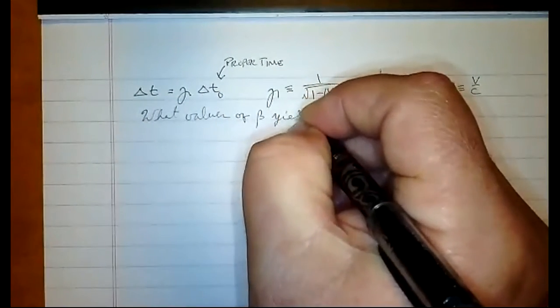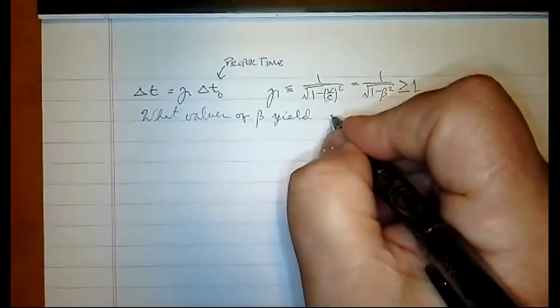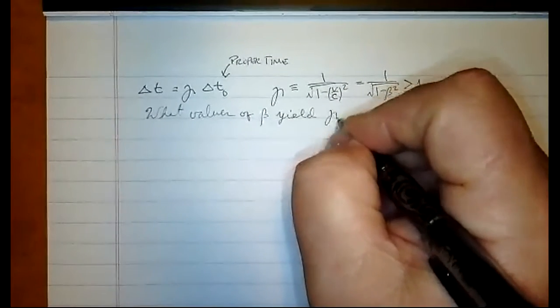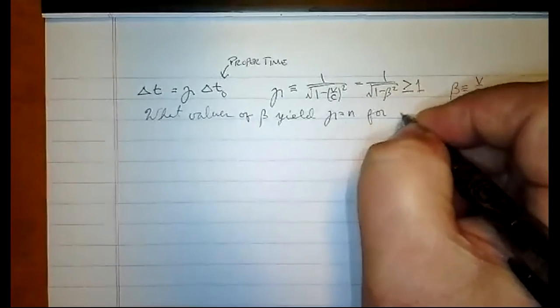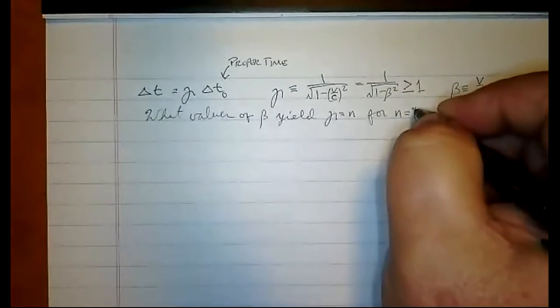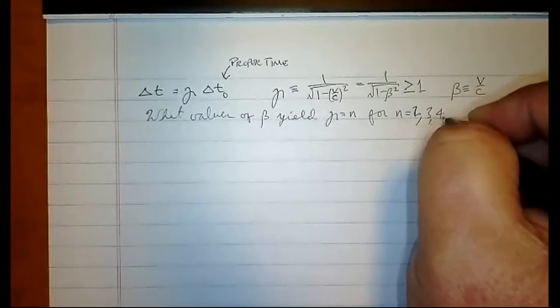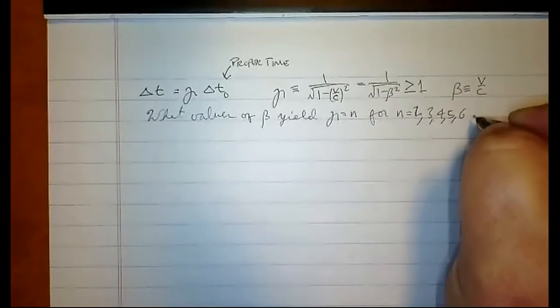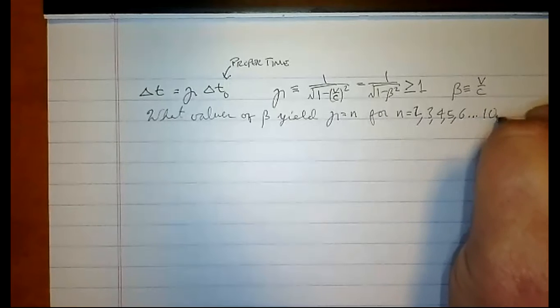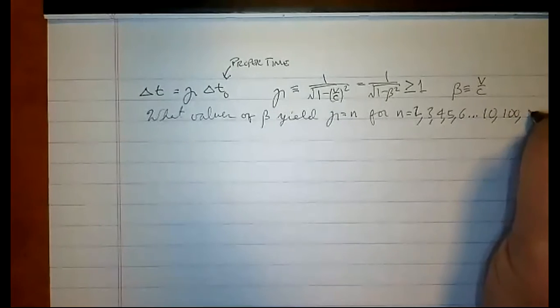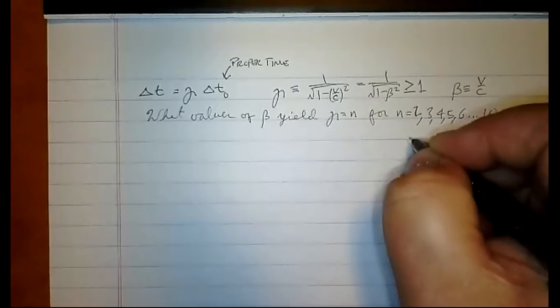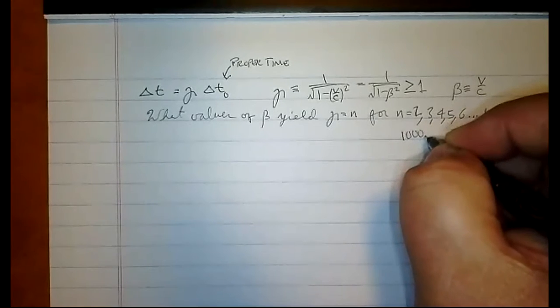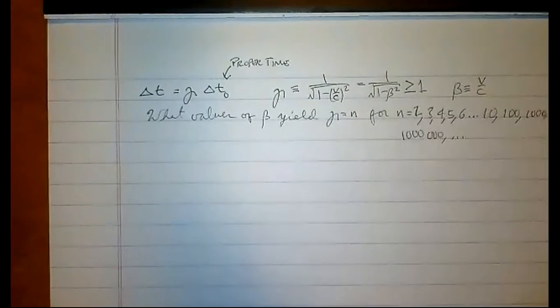yield whole number gammas. So gamma equal to n, for n equal to, well, 1 is obvious, but we'll start with 2, 3, 4, 5, 6, on up to 10, maybe 100 from there, maybe 1,000, maybe 1,000,000. So some really nice whole numbers. These are really nice things, and they allow you to quickly do neat little relativity examples in your head.